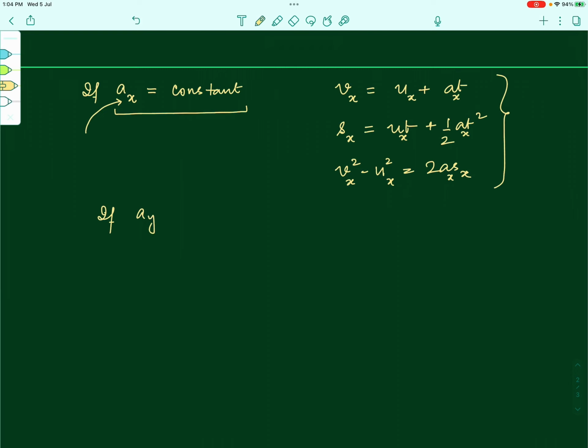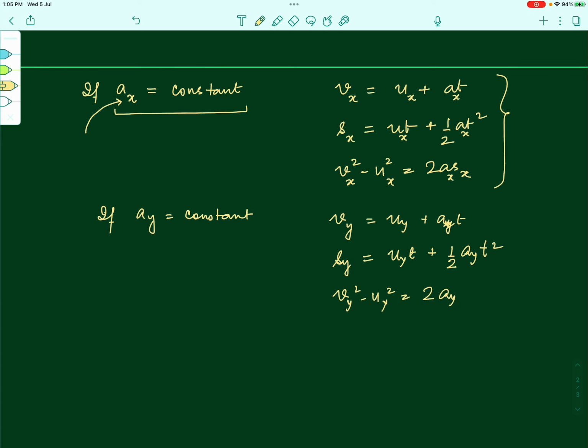Similarly, if ay is a constant, then we can use similar three equations along the y-axis also. So you will have vy is equal to uy plus ay t as the first equation of motion, sy is equal to uy t plus half ay t squared, and vy squared minus uy squared is equal to 2 ay into displacement along the y direction, that's sy. Okay. So now, just to understand this in more detail, let us take up an example.